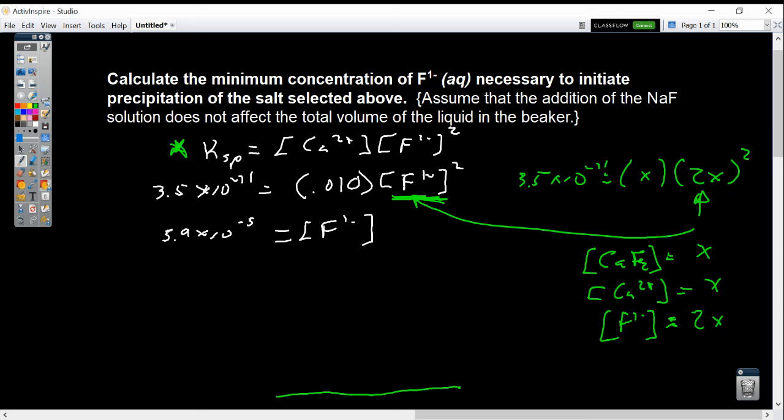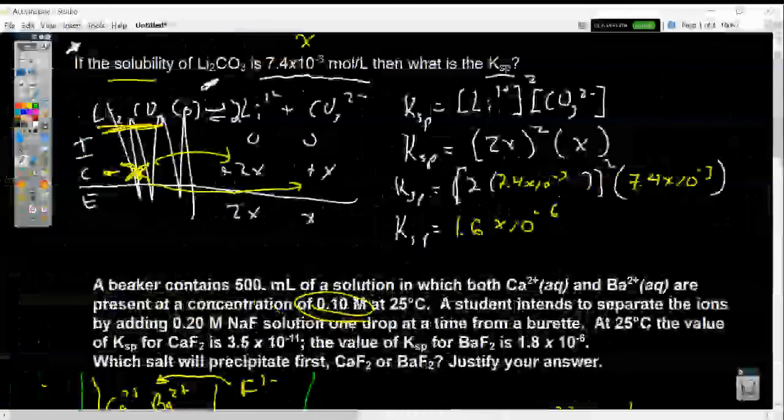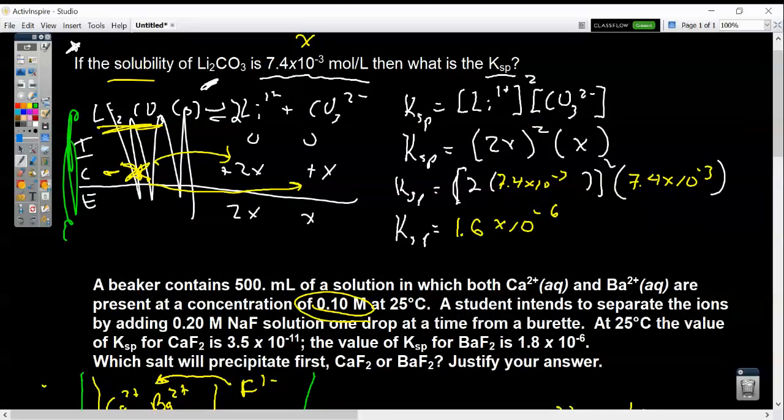So I hope that made a little bit of sense. That problem, the last two, should have been a little bit more difficult, particularly that second one. Something like this up in here, these things should be easier: given a KSP expression, solve for something in there. Solubilities are X, KSP is KSP.